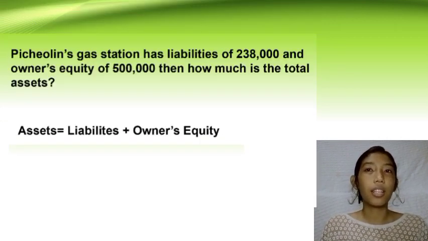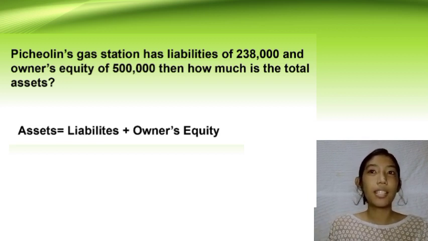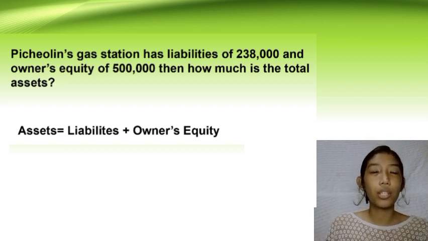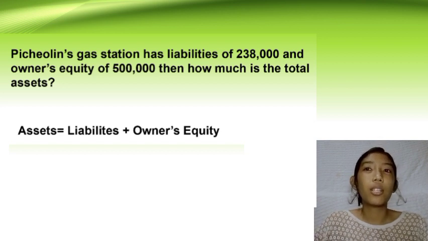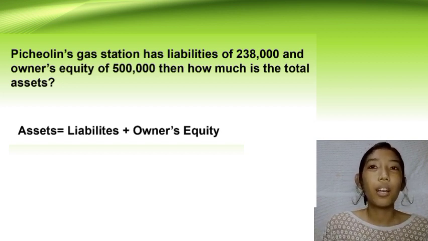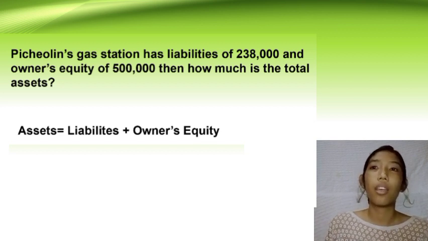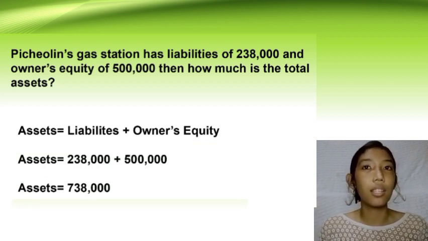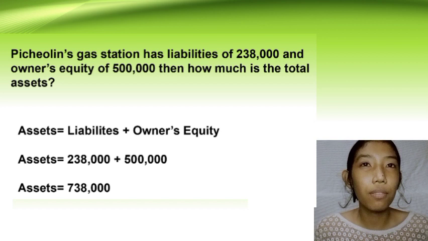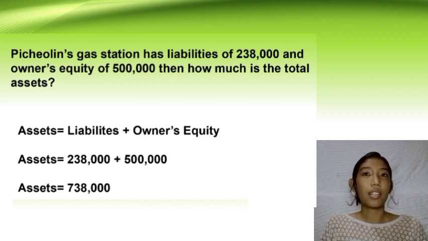To better understand the concept of this equation, let's answer this problem. Petulin's gas station has liabilities of 238,000 and owner's equity of 500,000. Then how much is the total assets? Compute the amount of the missing element of financial position. We could use the equation, which means that assets is equal to 238,000, the given amount of liabilities, plus the owner's equity amount of 500,000. That makes the assets 738,000.